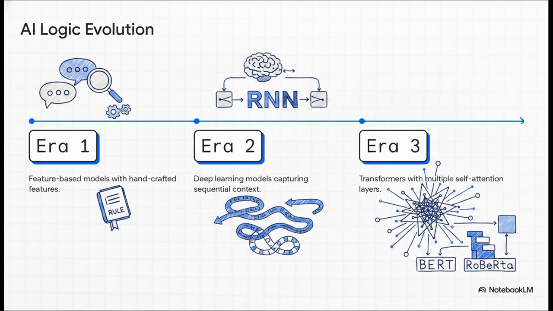Then, Era 2 brought us deep learning, specifically recurrent neural networks, or RNNs, using memory models like LSTMs to read text sequentially and actually capture some context. But then, Era 3 absolutely changed the game with transformers, bringing us modern powerhouse models like BERT and RoBERTa.